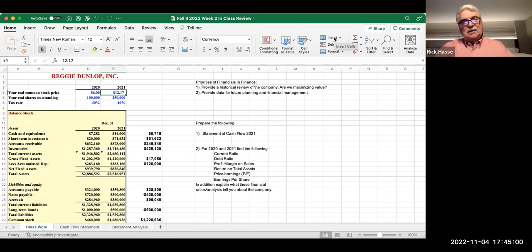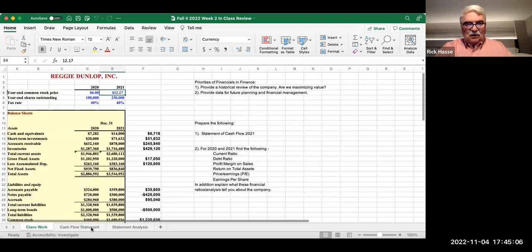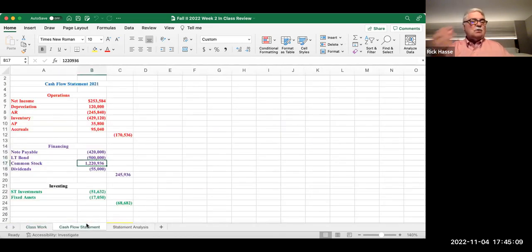Okay, now on Monday, we talked about the balance sheet and the income statement of a company and what they tell us. We also took a look at the cash flow statement, which is a way of looking at where the cash came from out of our business.